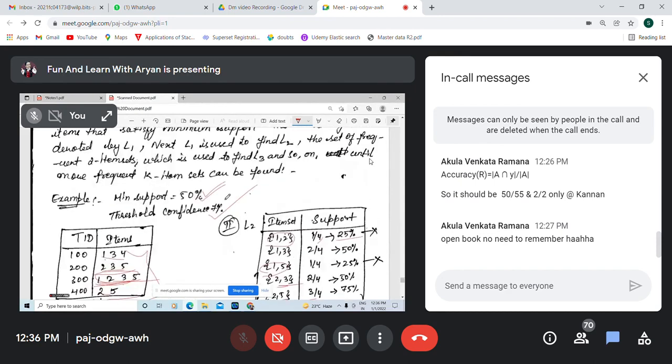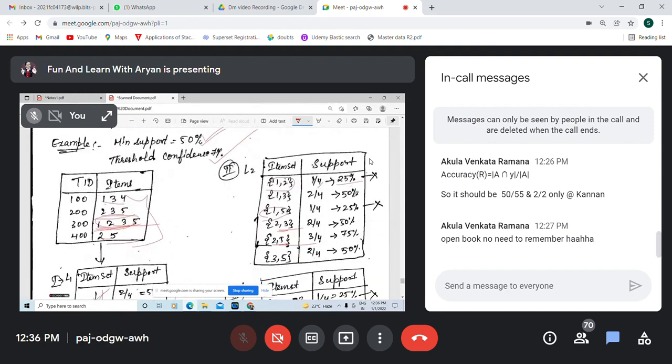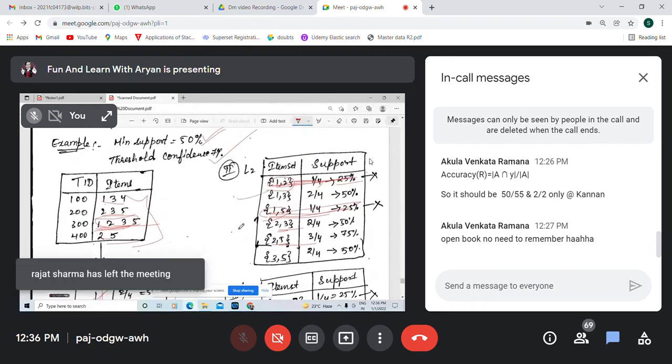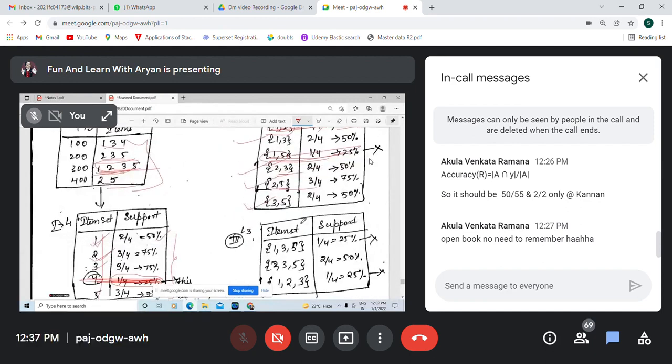Now here minimum support is 50%. Which is less than 50%? This one. We will not take this one. We will not take this one. Now we are left with this and this. Make the combination of 3 now with these.